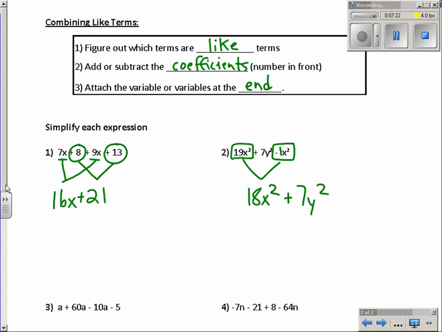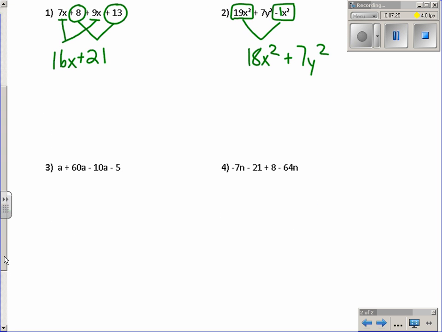All right, let's go ahead and do example 3 together, and then we're going to have you do example 4 on your own. So here I see 3 terms that have a in it, and the a's are all to the first power. So those 3 would be considered like terms. That negative 5 is just going to hang out. So 1a plus 60a is 61a, and then 61a minus 10a gives you 51a, and then bring down the minus 5. All right, so go ahead and again do number 4 and have that ready for class tomorrow. We'll go over it, and we'll continue our algebra unit.